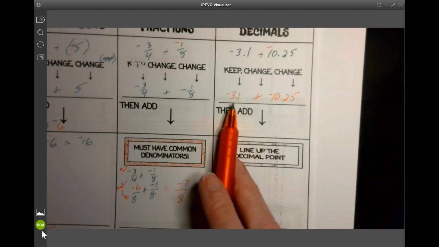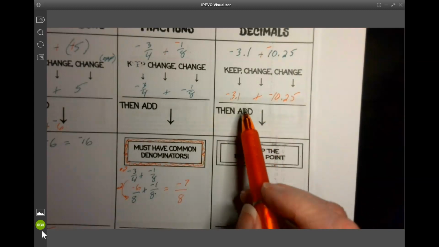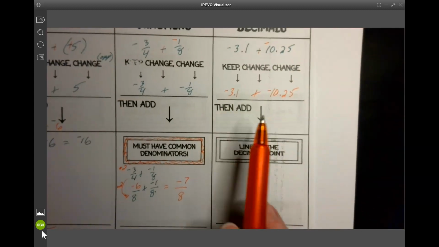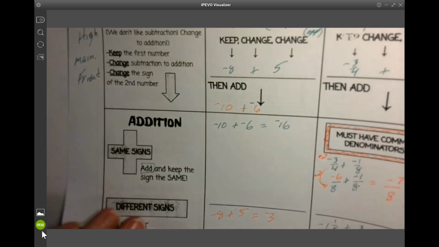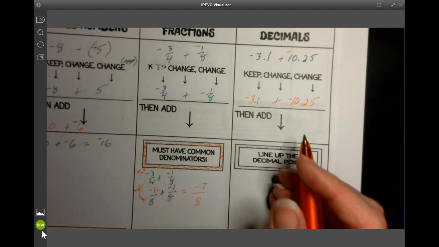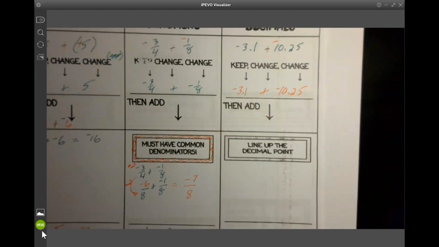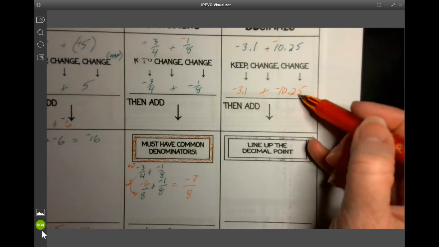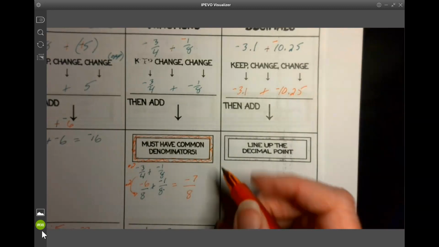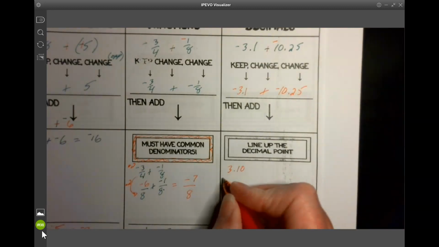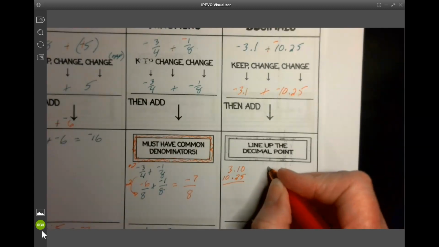Now, of course, for adding, we always have two options. If my signs are the same, I'm going to add, and the sign stays the same. So I'm going to come right down here, and I'm going to actually add 3.1 and 10.25. I'm a person that likes to have it not be top heavy, so I always put the ones with the most digits. Now it doesn't matter. You can have it like this, or I like to put the bigger one on top.